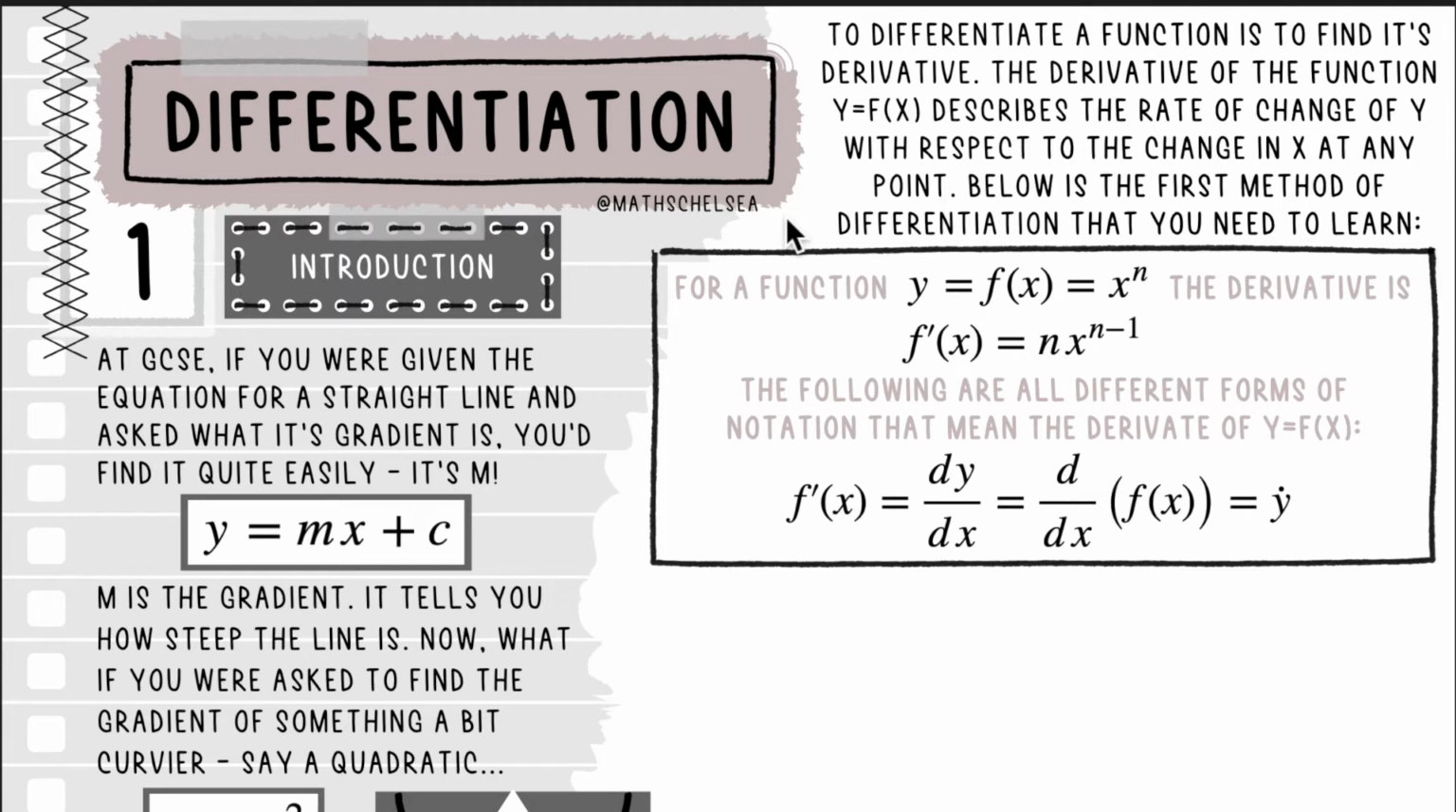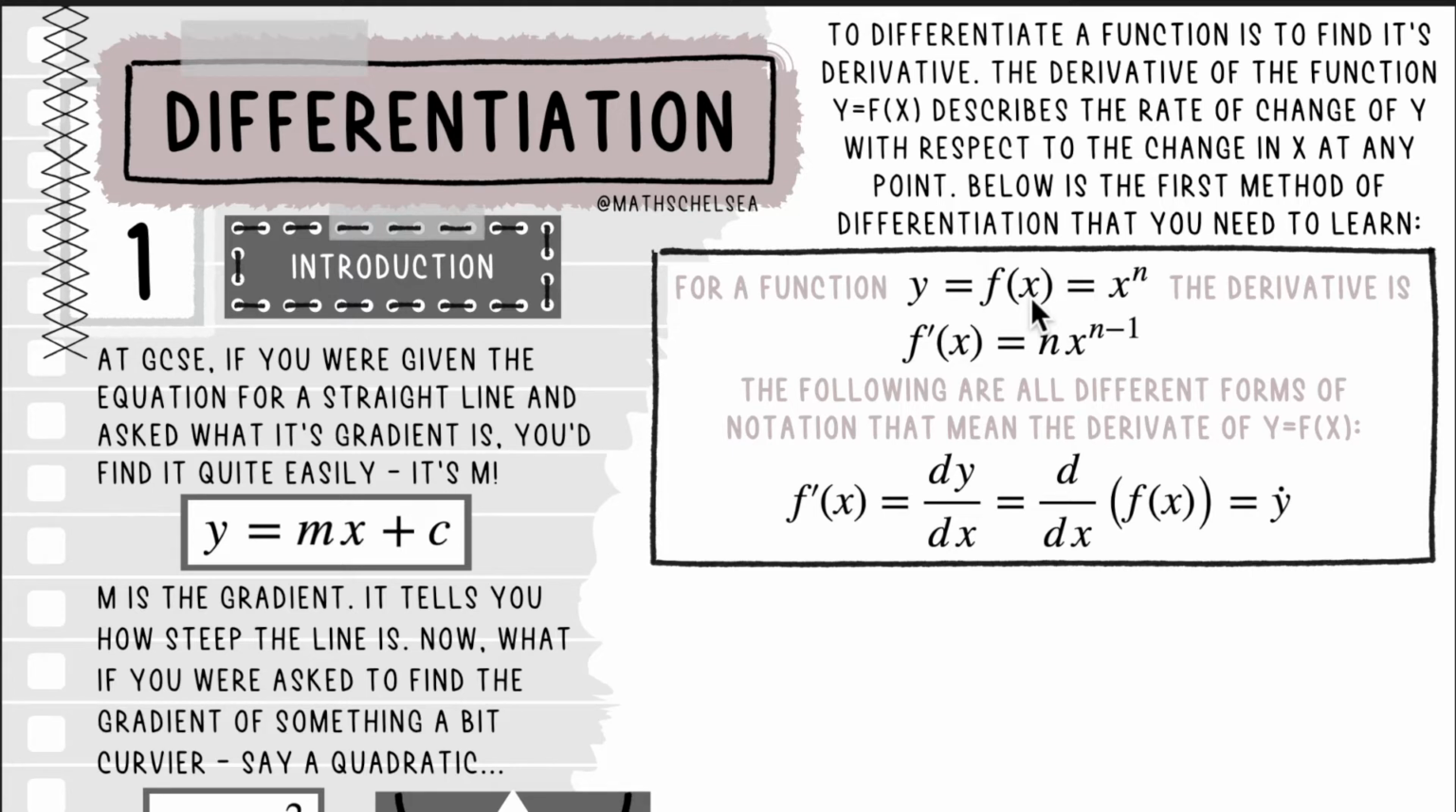We're just going to start with the first and probably most simple method of differentiation based on a function that looks like this. So if y is equal to x to the n, then its derivative is given by f dash of x, which is equal to n times by x to the n minus 1. This f dash of x is the notation we use to show we're talking about the derivative of the function f of x.